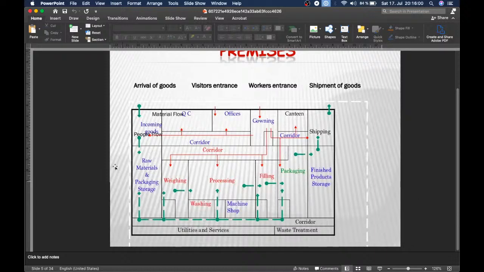Here we can see that incoming goods arrive in this green area. Raw materials and packaging storage are there. Then weighing is done, then the processing. Washing, machine shop, and filling are done, then packaging, then the finished product storage. Utilities and services and waste treatment are at the end here. Everything is planned very nicely. There are corridors, an office in the corner, a quality control office, and material flow is going on. There's a small canteen also. Gowning is done here with all the clothes, and then shipping in that corner.